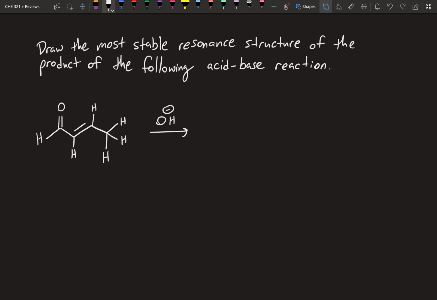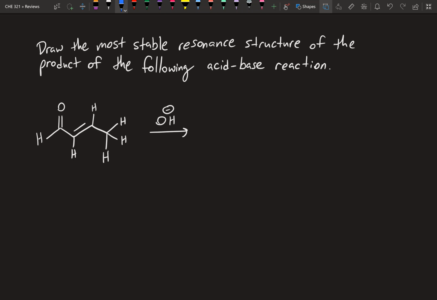So let's get started. The question asks us to draw the most stable resonance structure of the product of the following acid-base reaction. We have this carbon chain with a carbonyl on it and a double bond within this compound, reacting with OH minus, which is a base. It's a hydroxide anion. It's an acid-base reaction, so we know that a base is going to be taking a proton and the acid is going to give off the proton.